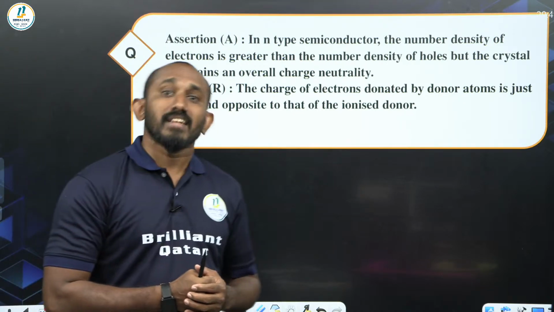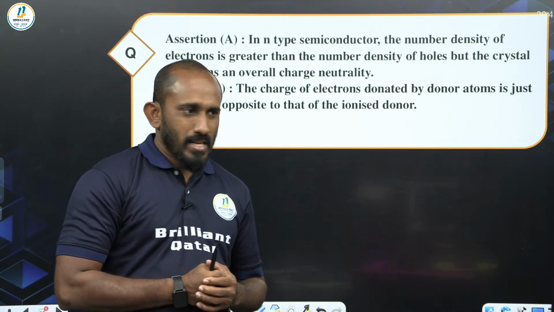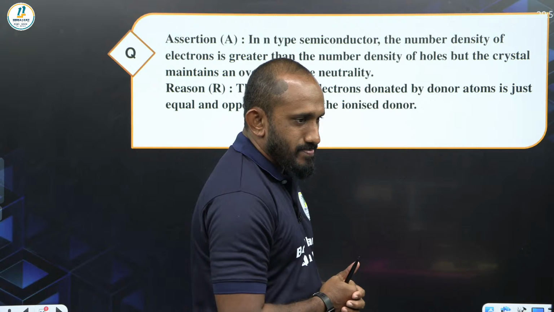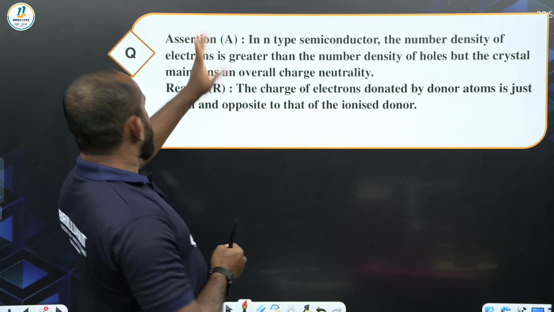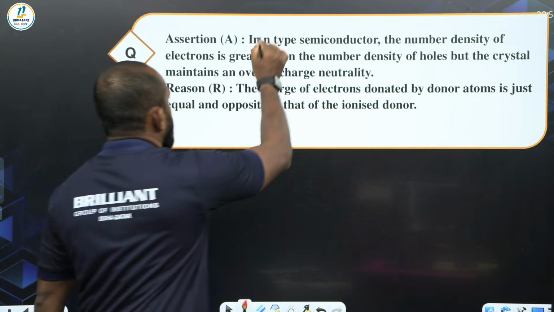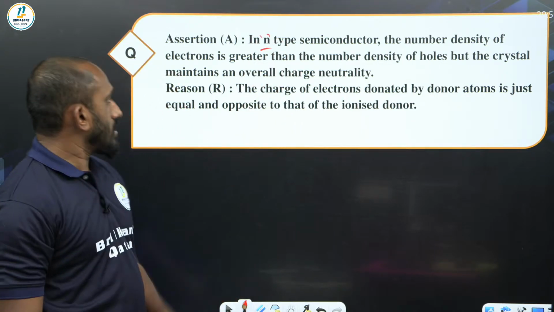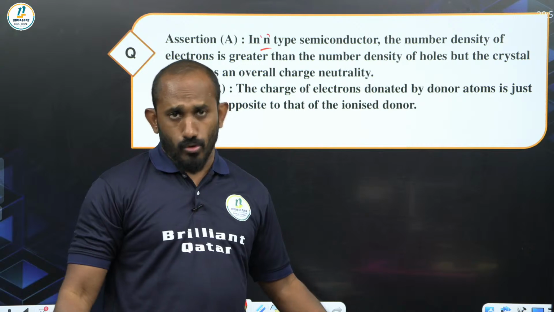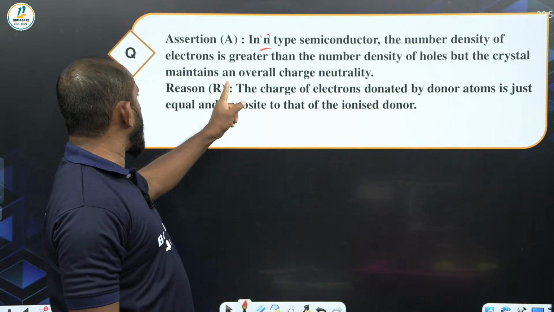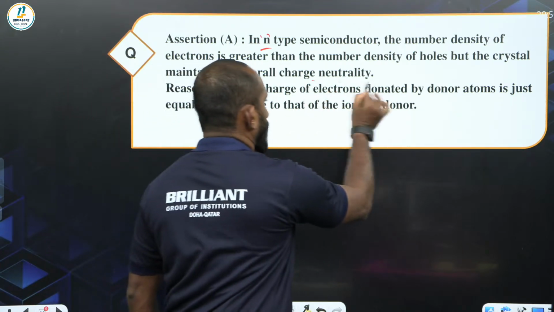Yeah, it's an assertion-reason type. Okay, let's see. Assertion: in an N-type semiconductor, the number density of electrons is greater than the number density of holes, of course, but the crystal maintains an overall charge neutrality.